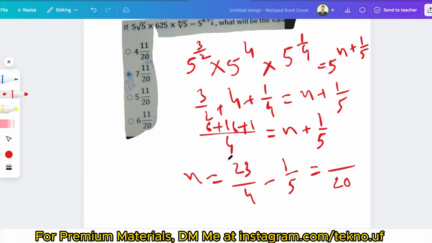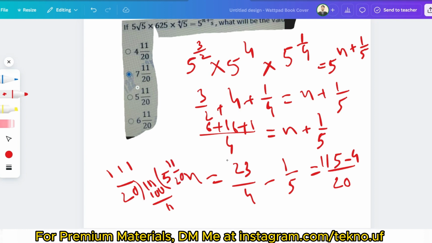It is right. So 4 5s are 20. 5 into this will become 5 into this: 5 3s are 15, 5 2s are 10, that is 11 minus 4. Okay, this becomes 11 by 20. So just divide it and get the output. 5 5s are 25, 100 and 11, so 5 11 by 20. Okay, 5 11 by 20.